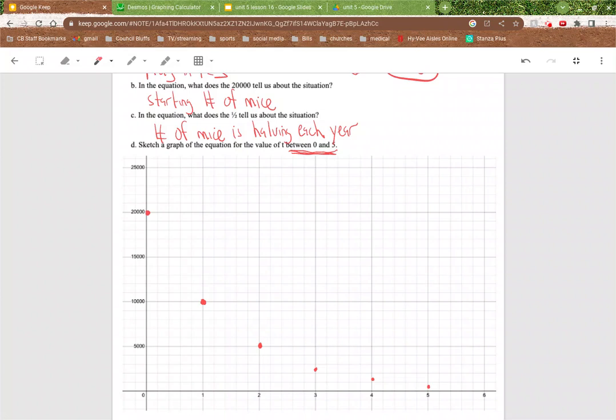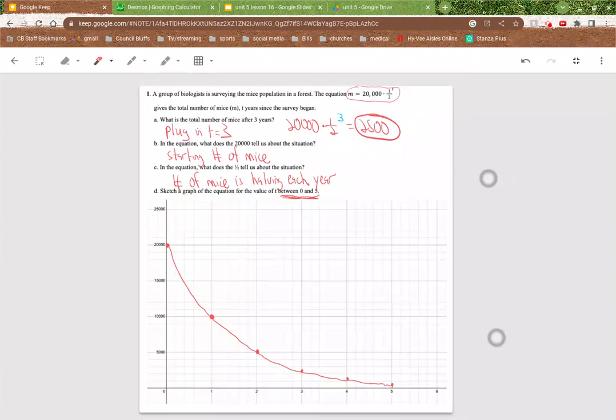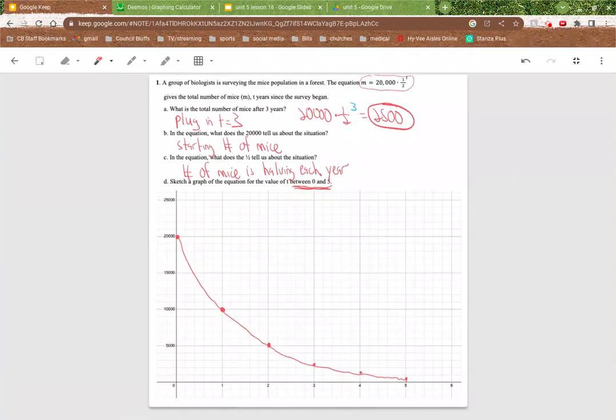So sketch a graph of the equation for the value of t between 0 and 5. You could either just do the dots, or if you prefer, you can actually draw the curve between 0 and 5. I'm going to leave that up to you. If you just put the dots in, that's fine. If you want to put in the dots and draw the curve, that's fine too. But that is completely up to you. That is it for number 1.